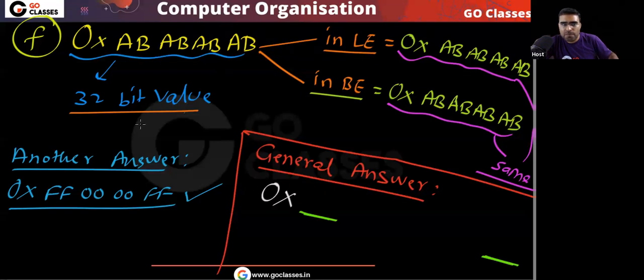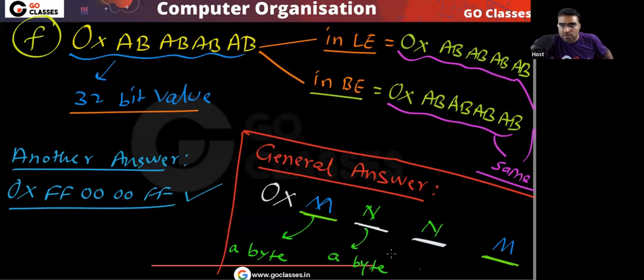Yes or no? Do you agree? Basically, this byte must be same as this byte, and this byte must be same as this byte, right? Do you agree? Please tell me. Here, this is a byte, this is a byte. Is this understood? This is the general answer, right? This byte must be same as this byte, and this byte must be same as this byte.